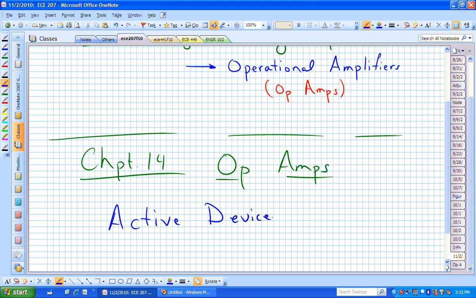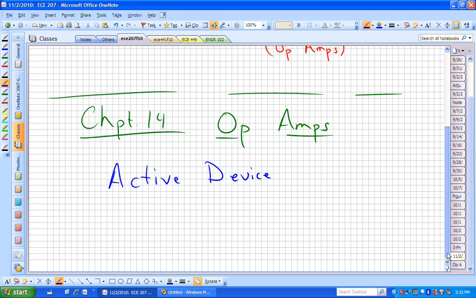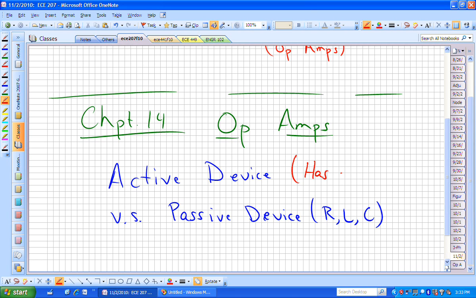That's what I just said. It's an active device versus, let's say, a passive device, where a passive device is this resistor, inductor, capacitor that we've been playing with. An active device simply means it has external power, and sometimes you lose sight of that fact because when you're drawing the symbol, you may not show the external power supplies, but you are supplying power to these devices.